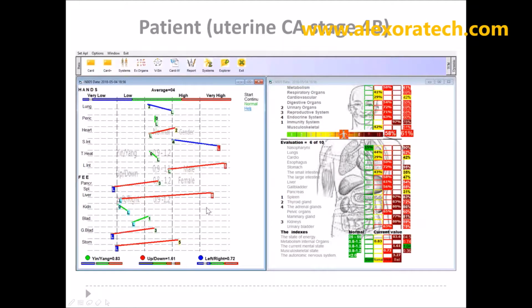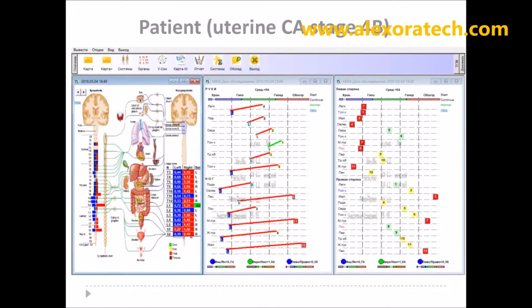So as the disease progressed, you can see in this next chart where the triple heater is also already red, and there are multiple meridians that have red vectors also crossing 4 columns or even 5 columns of the Card Plus report. This is already metastasis in multiple organs, and this was taken a few weeks before the patient died.